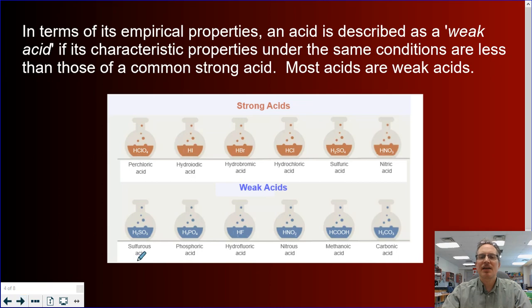So what I've done is I've created a little diagram here where we have our 6 strong acids, and they're actually in order from strongest to weakest. These are the ones that will follow the properties of a strong acid. I have then chosen 6 weak acids that you probably know already and that we've probably used. In the next few slides, we're going to discuss the differences between strong acids and weak acids.